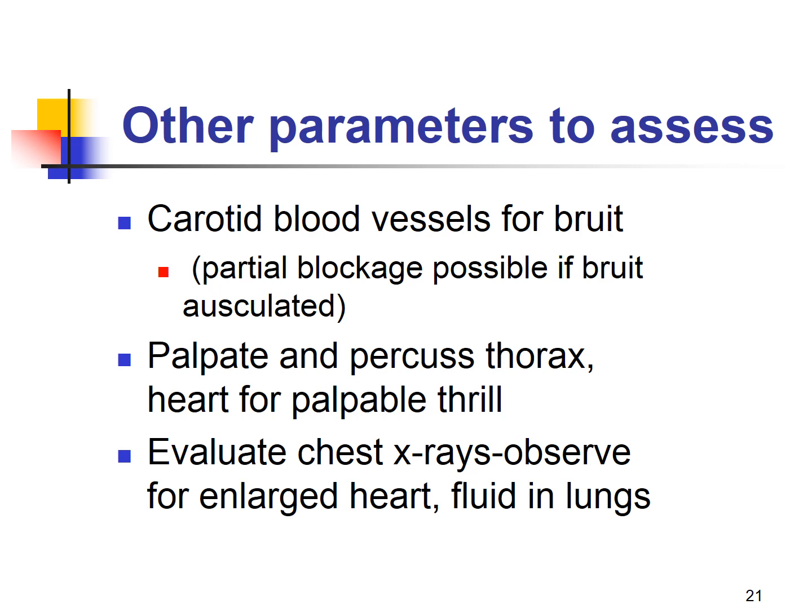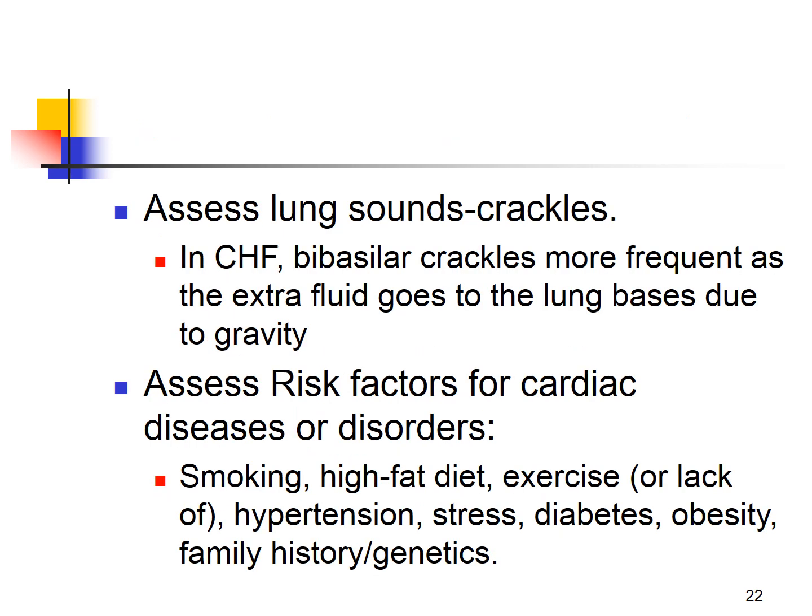So the next thing is carotid blood vessels and bruits. When you're listening, you can auscultate the carotid, and usually if there's an obstruction, a partial obstruction, you can hear a bruit. All right, and then palpate and percuss the thorax, and when you're palpating, you're palpating for a thrill. And then evaluating the chest x-ray: the x-ray will show us an enlargement of the heart and if there's fluid in the lung. Next slide.